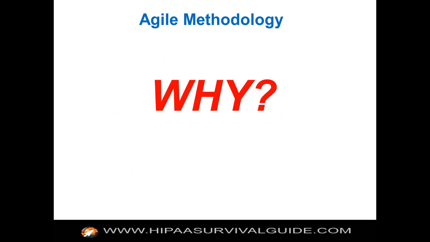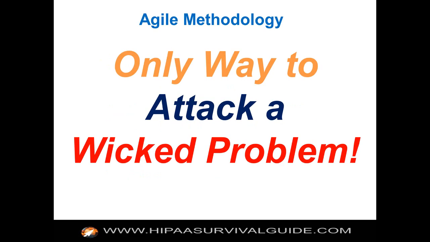So why fail forward fast? Because it's the only way to attack a wicked problem. And wicked here is meant as difficult, not evil, although probably there's a lot of you that think the security rule is evil. And when I first looked at it, I thought it was pretty evil as well. But wicked means hard.